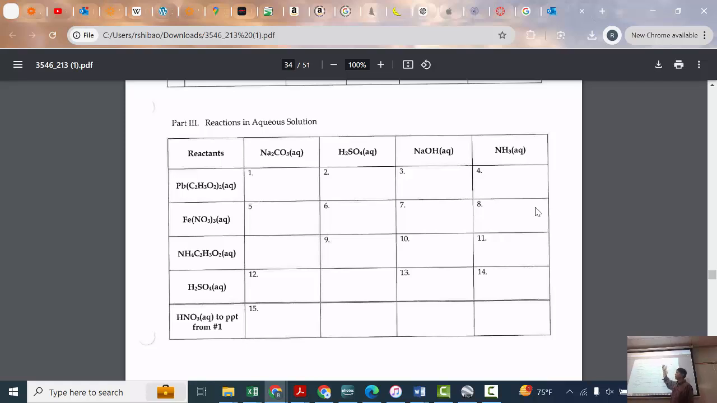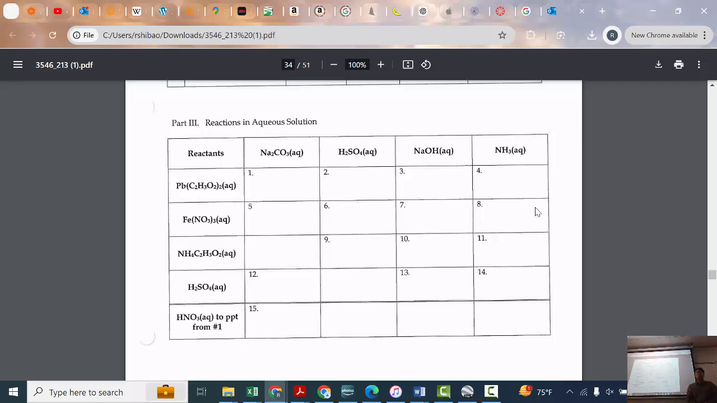How about lead-2 acetate and sodium hydroxide? What will form there? Just swap the anions. So rather than lead-2 acetate, it's lead-2 hydroxide. Lead-2 hydroxide is a white precipitate that's going to precipitate out. And what's the other product? Sodium acetate. Okay. What about lead-2 acetate and aqueous ammonia? Here we can't swap the anions because there's no anion there.